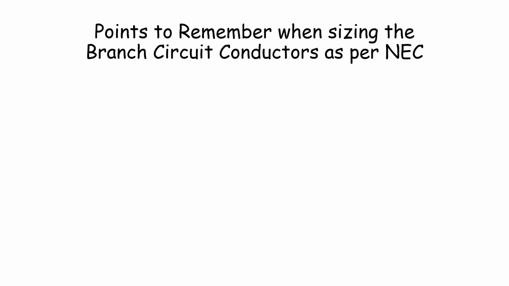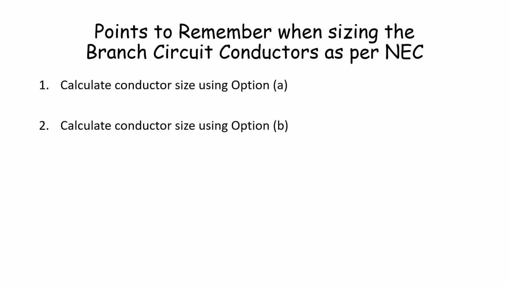Now let us remember the points when sizing the branch circuit conductors as per NEC. Number 1, we have to calculate the conductor size using option A, which uses 125% of continuous load plus 100% of non-continuous load. For number 2, calculate conductor size using option B. This uses the adjustment factor and the temperature correction factor.